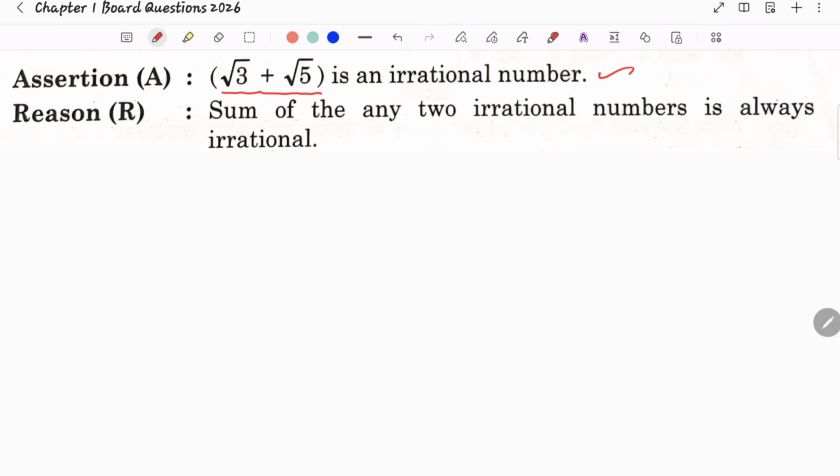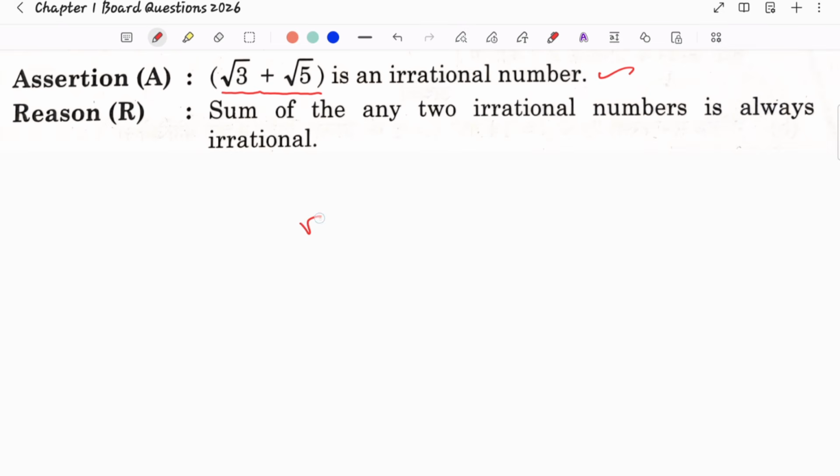Now check the reason statement. The statement is: sum of any two irrational number is always irrational. So we have to verify the statement is correct or not. If it is correct, we have to verify is this correct explanation for the assertion statement. So first check this statement is correct or not. Now listen. So sum of any two irrational numbers. So consider any two irrational numbers.